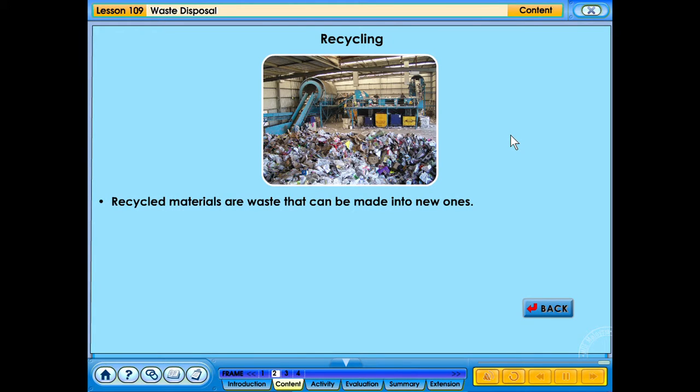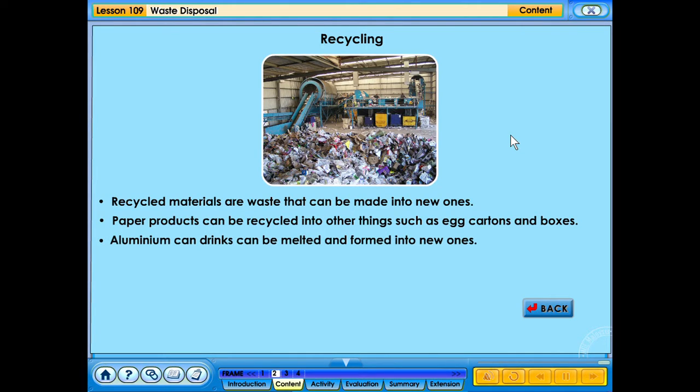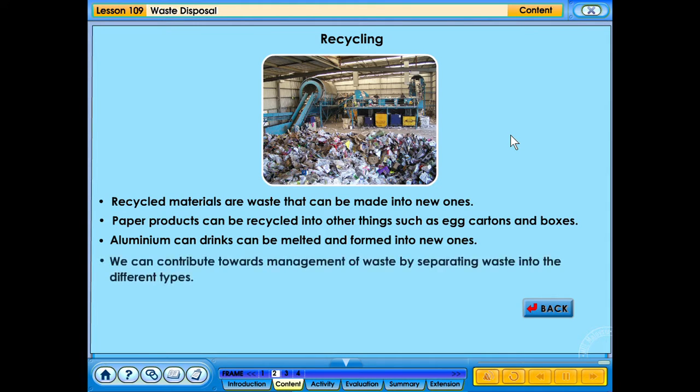Recycled materials are waste that can be made into new ones. Paper products can be recycled into other things such as egg cartons and boxes. Aluminium canned drinks can be melted and formed into new ones. We can contribute towards management of waste by separating waste into the different types.